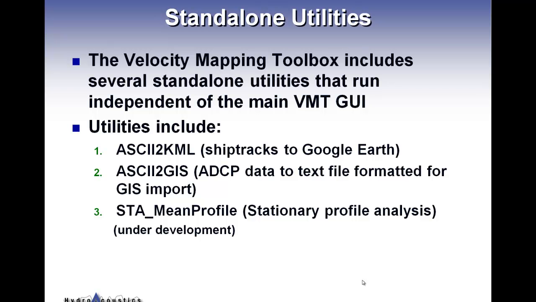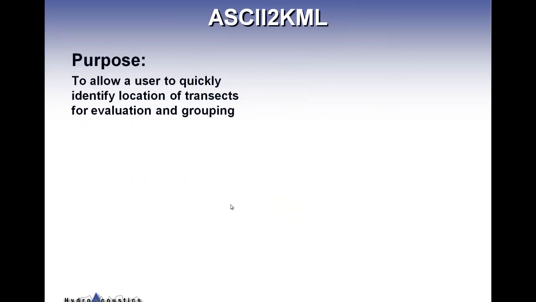The standalone utilities within the VMT toolbox run outside of the main VMT GUI. There are several that are included. In this tutorial, we'll go through the ASCII2KML. In a separate utility, we'll go through the ASCII2GIS utility. And we're working on a third for stationary profile analysis of ADCP data.